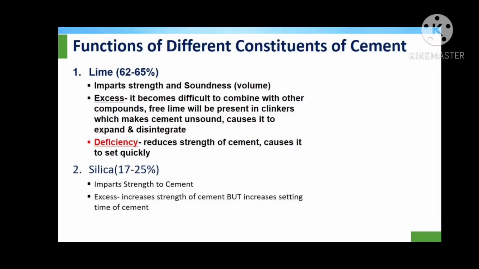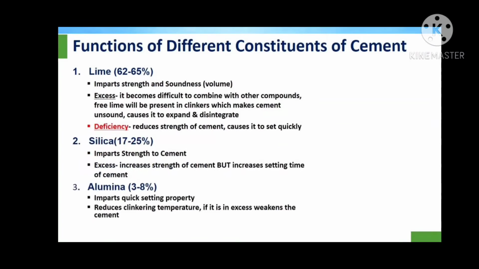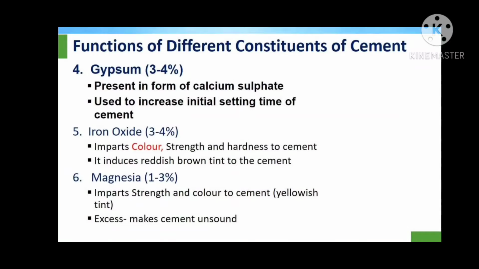Second, silica imparts strength to cement. Excess increases the strength of cement but increases the setting time. Third, alumina imparts quick setting property and reduces clinkering temperature; if it is in excess, it weakens the cement. Fifth, iron oxide imparts color, strength and hardness to cement. It induces a reddish brown tint to the cement. Sixth, magnesia imparts strength and color to the cement. Excess makes cement unsound.